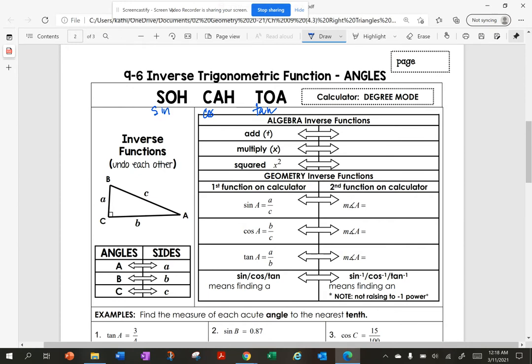Okay, so inverse functions undo each other. So sides and angles are inverses of each other in triangles. Okay, so what are inverses that we're already familiar with? So let's talk about algebra inverses. So the inverse of adding is subtracting. The inverse of subtracting is adding. Inverse of multiplying is dividing.